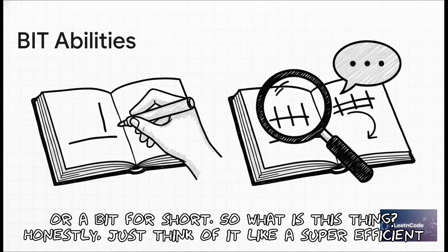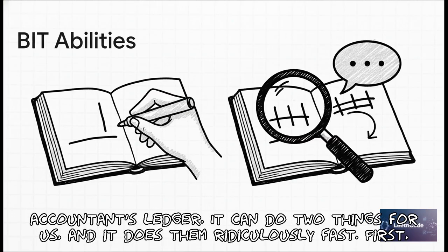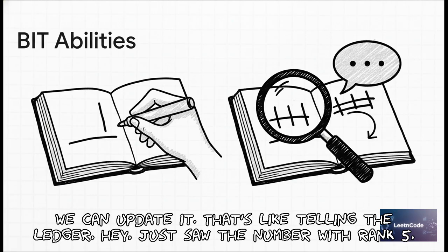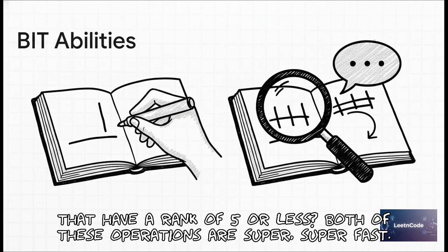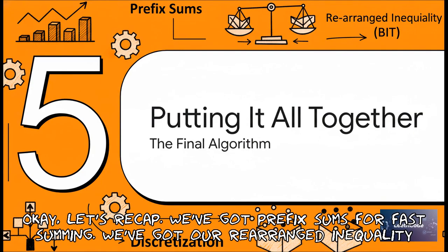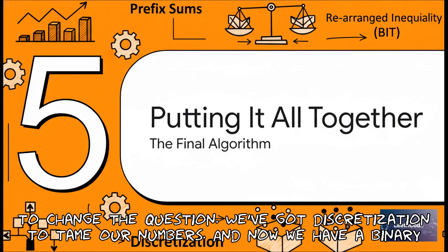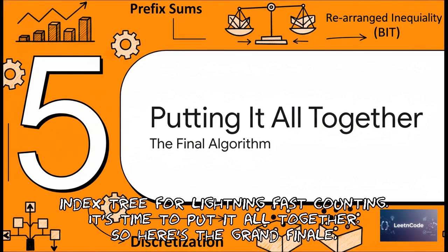So what is this thing? Honestly, just think of it like a super efficient accountant's ledger. It can do two things for us, and it does them ridiculously fast. First, we can update it. That's like telling the ledger, hey, just saw the number with rank 5, mark it down. And second, we can query it, asking, hey, how many numbers have you marked down that have a rank of 5 or less? Both of these operations are super fast. Okay, let's recap. We've got prefix sums for fast summing, we've got our rearranged inequality to change the question, we've got discretization to tame our numbers, and now we have a binary index tree for lightning fast counting.